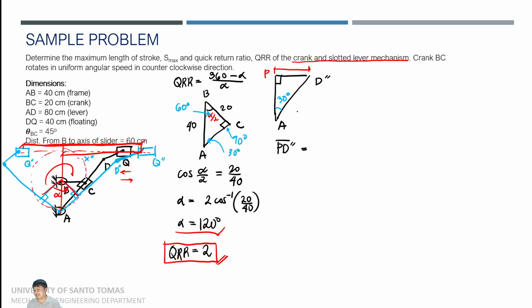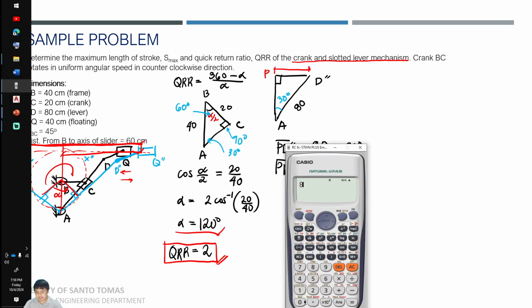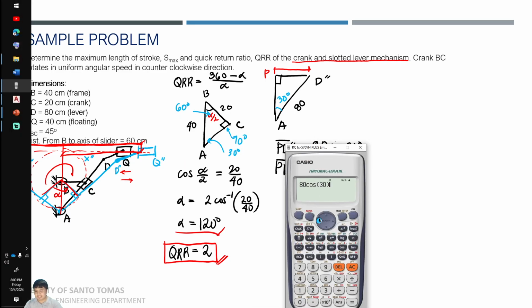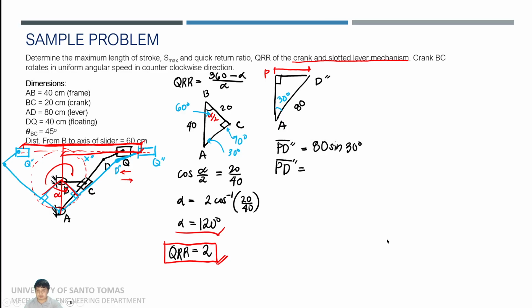So AD is determined, right? AD is 80 centimeters. So you have 80 cosine 30 for PD. So this length right here, you can calculate this. You have 80 cosine 30, which is 69.28. This should be sine, sorry. My bad, this should be sine 30. So this should be 40, in centimeters.